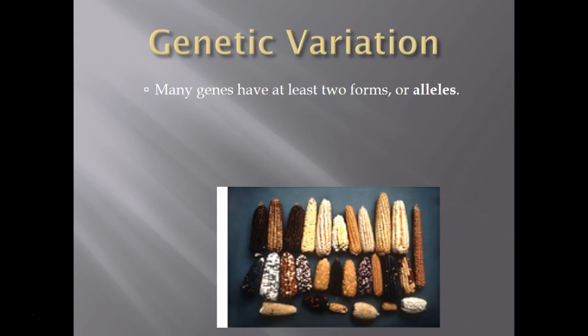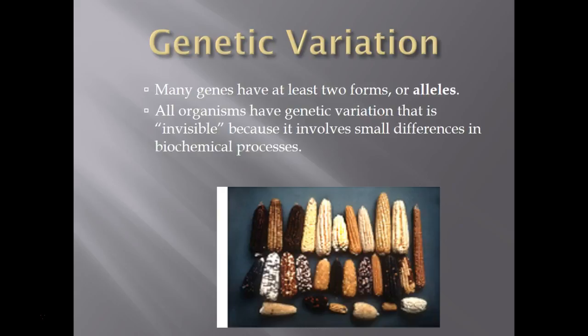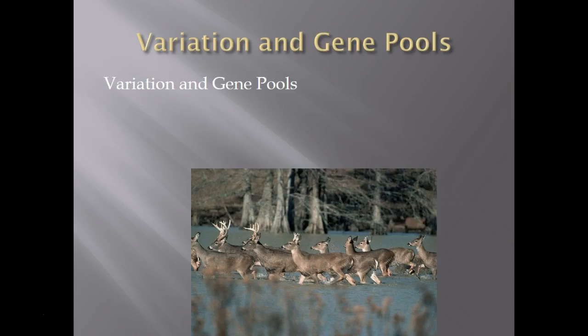So remember, genes, most of them have at least two forms or alleles. A different form of a gene is an allele. And all organisms have genetic variation then because they receive at least two different alleles for each trait from each of their parents. So lots of individuals are heterozygous for genes. They receive one allele from one parent and a different allele from the other.